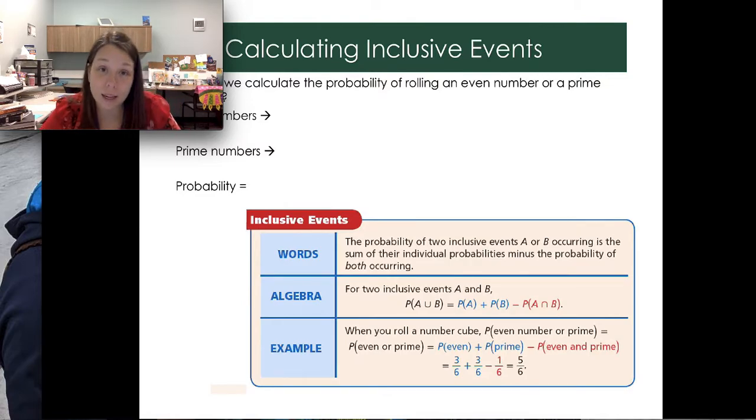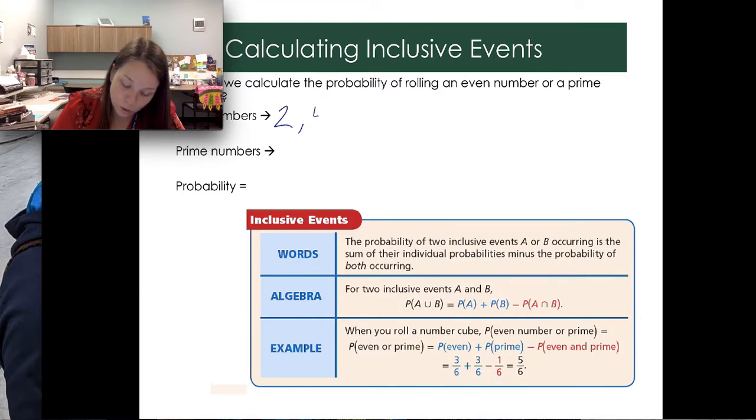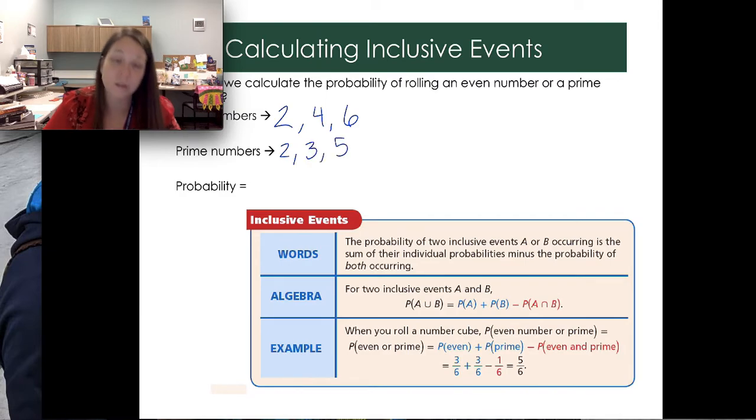So calculating inclusive events, how do we calculate the probability of rolling an even number or a prime number? Well, the even numbers are 2, 4, and 6 on a standard die. Prime numbers are 2, 3, and 5. Remember, primes are numbers that are only divisible by 1 and itself, and 2 is the first prime number. 1 is not included in that definition. The formal definition even says excluding 1.